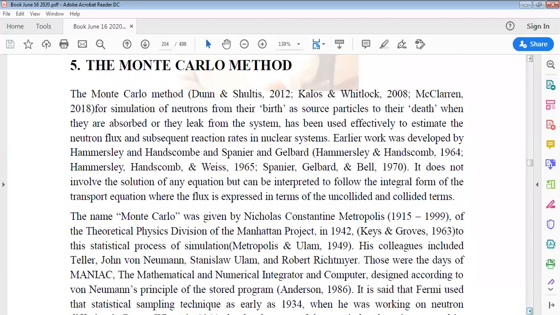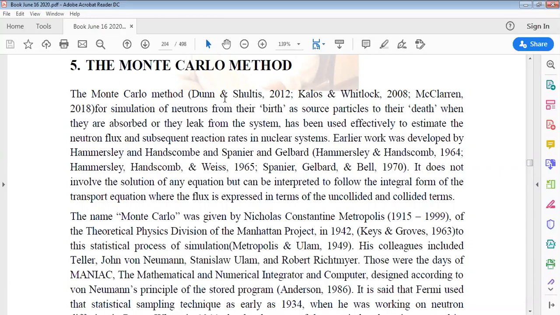Okay, so let's begin with the Monte Carlo method. Now, this method we are going to discuss in the context of the simulation of neutrons and photons. We're going to see how we can carry out a simulation as they begin their life as source particles to ultimately end their life by their death, by which we mean that they're absorbed or they leak out from the system.